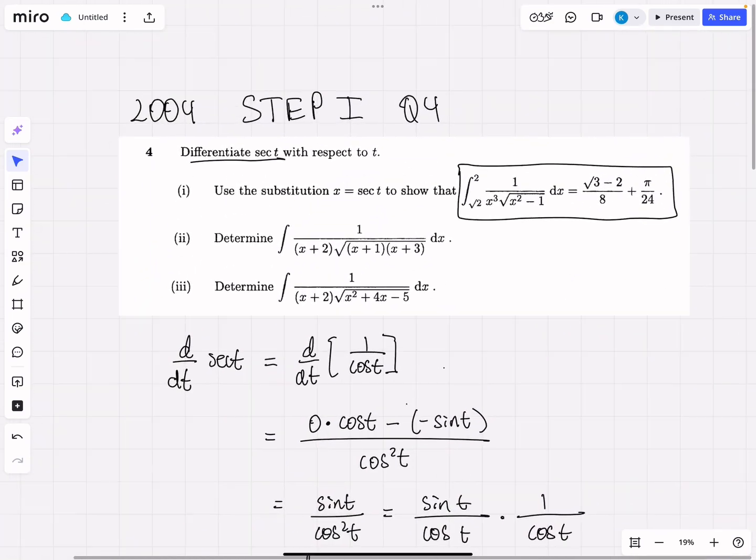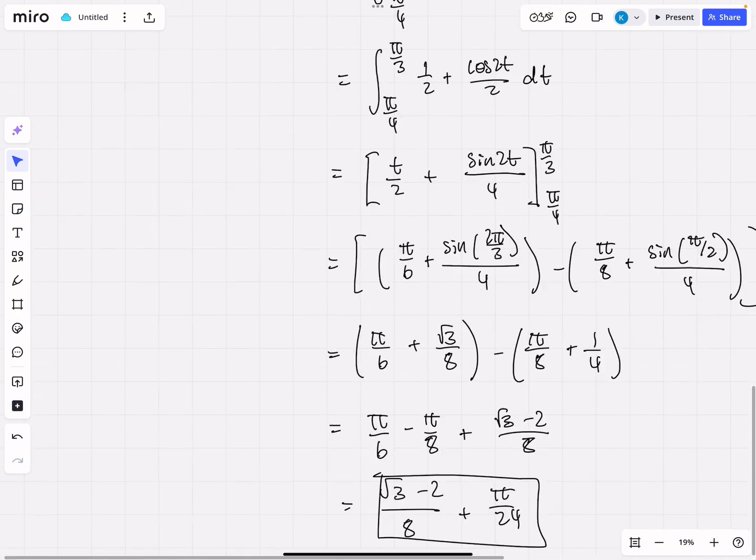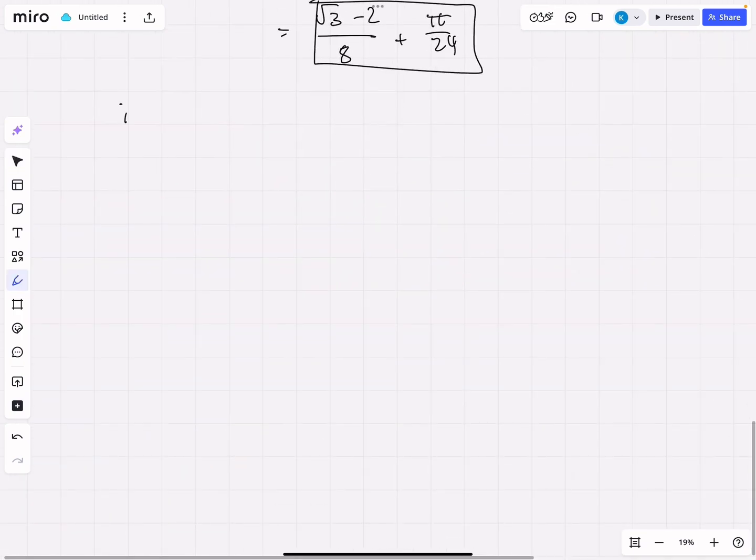Now, moving on to our second integral. Again, I'm looking at this integral here, and I'm trying to look for patterns.